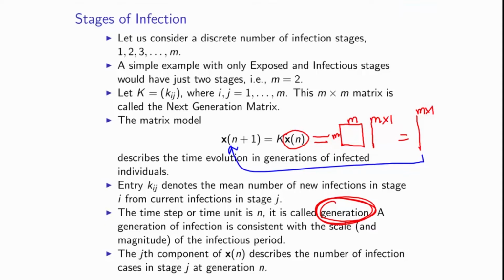Well, the jth component, in other words, x sub j at time n, that jth component is describing the number of infection cases in stage j at generation n. j takes values between 1 through m, but here n is the step, the time step, the generation. So you have generation 0, which are the initial conditions, generation 1, generation 2, generation 3.